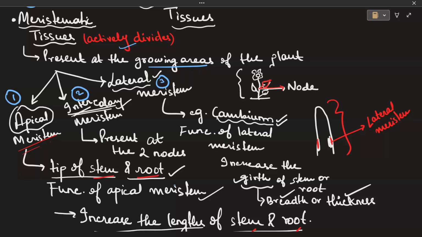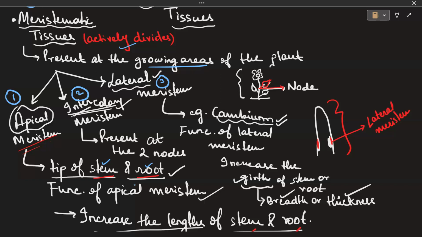Now see, apical meristem is present at the apex. Do you understand what the meaning of apex is? Does anybody know the meaning of apex? The point, like a tip. Which is actually the apical point, the tip point. Very good. So that is the apex. So basically, the apical meristem is present at the tip of the stem and the root. Is it clear to everyone?